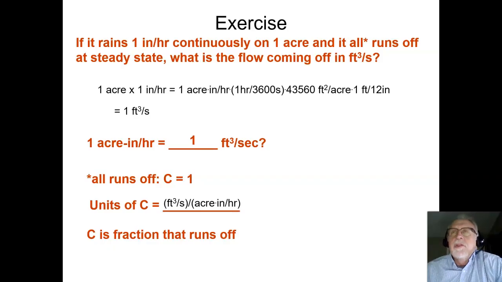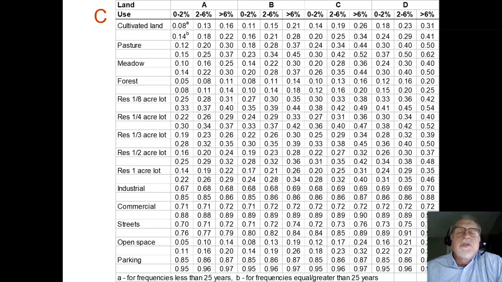So that equation Q equals CIA, we take the intensity times the area, we multiply it by the fraction that runs off. That's Q. That's it. That's the equation. That's the whole equation. It's pretty simple. So those C values, again, this is the fraction that runs off, are different for different soil types.